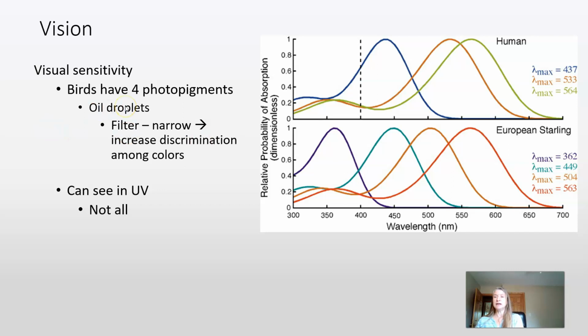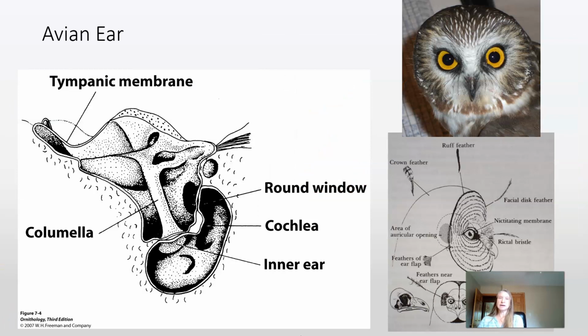With visual sensitivity, though, birds do have higher visual sensitivity, so they can discriminate between colors better than humans can. That's because they have these oil droplets in the cones that help to filter. They basically filter out the lower wavelengths, and it narrows the wavelengths that are actually reaching the cone, allowing for increased discrimination among colors. So while I might see yellow or blue, birds might see a lot different gradations in those colors.